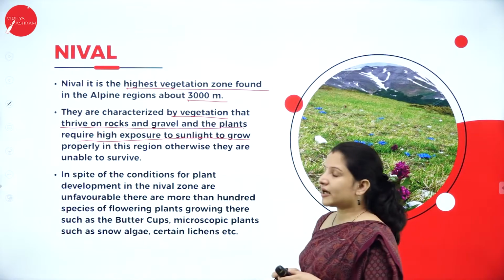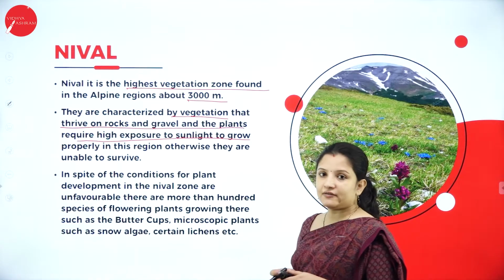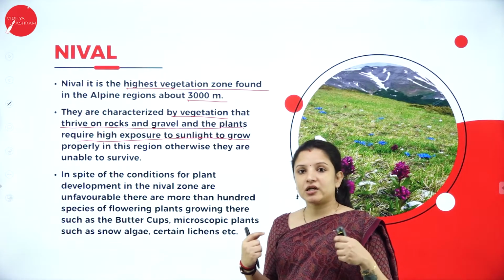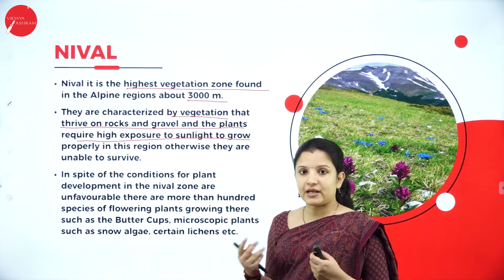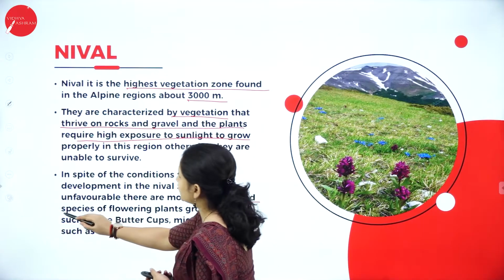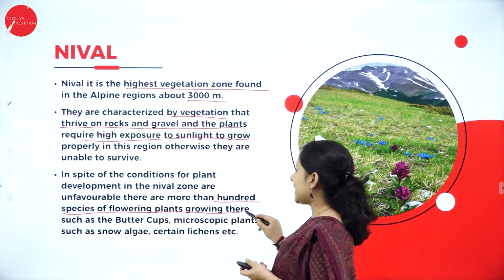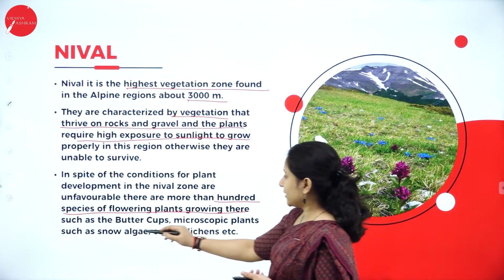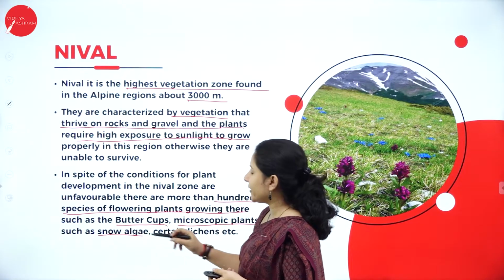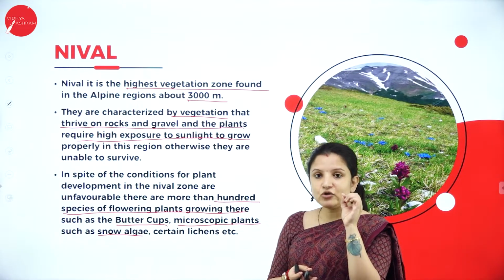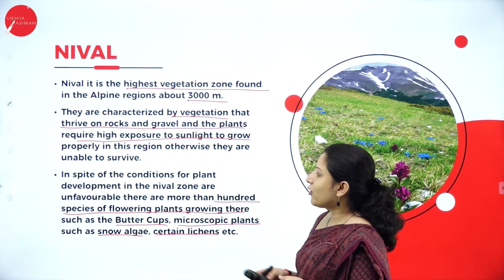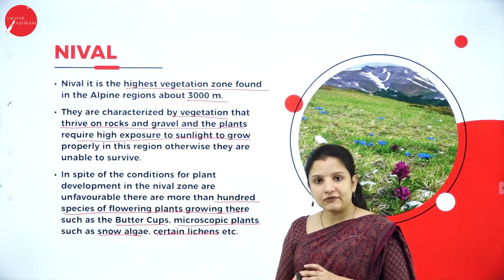So in spite of the conditions for plant development in the Nival zone being unfavorable, that is, the climatic condition is not that favorable for plant development, there are more than 100 species of flowering plants growing there, such as the buttercups, and microscopic plants such as snow algae. Microscopic means very, very minute plants, such as the snow algae, some of the lichens, etc. All these tend to grow in the Nival region.